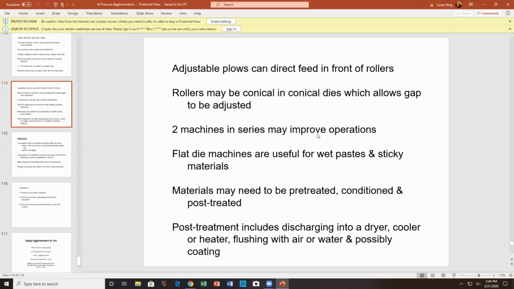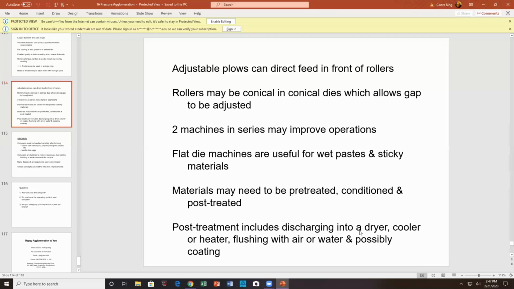Two machines in series may improve operations. Flat die machines are useful for wet pastes and sticky materials. Materials may need to be treated. I haven't thought about that in a long time. Conical geometry lets you control clearances. Okay, flat die machines useful for wet paste and sticky materials. Maybe the idea is perhaps you can scrape the surface easier. Materials may need to be pre-treated, conditioned, and post-treated.